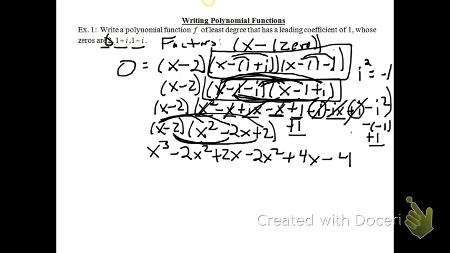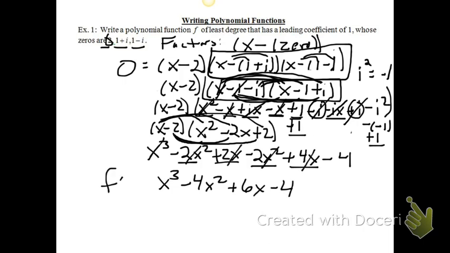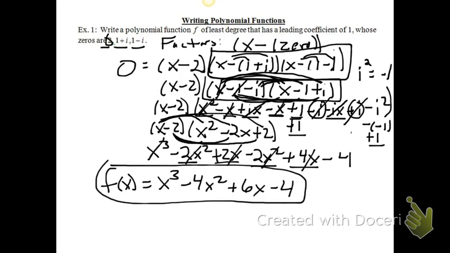I'm going to add the like terms. There is only one x cubed, so that's that. Negative 2x squared minus 2 more x squared is going to be a minus 4x squared. 2x plus 4x is a plus 6x. And then I copy down the minus 4. This is my polynomial of least degree with leading coefficient of 1 that has the zeros of 2, 1 plus i, and 1 minus i.